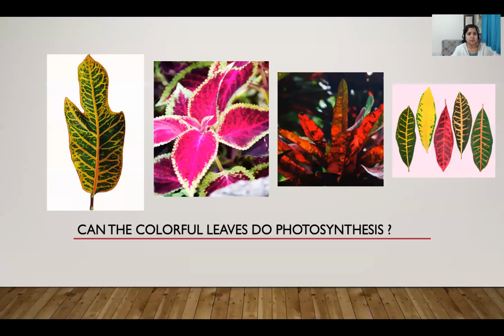Now look at this picture. You can see so many colorful leaves. Actually these colors of the leaves are due to the presence of a colorful pigment known as chromoplast. They cover the chloroplast found in these leaves. So green color is not prominent, but as they also have chlorophyll, they can also synthesize their own food.